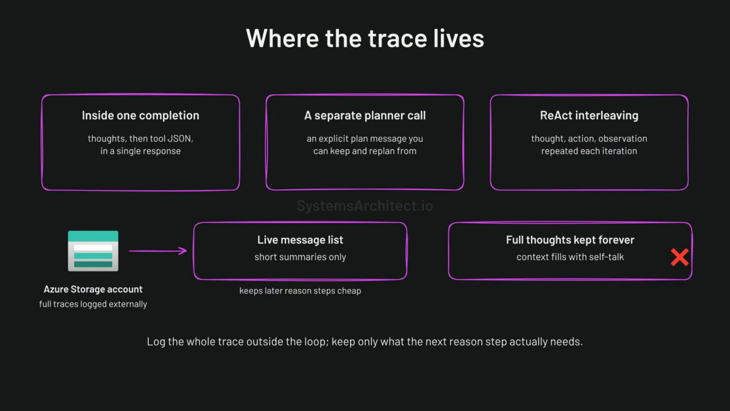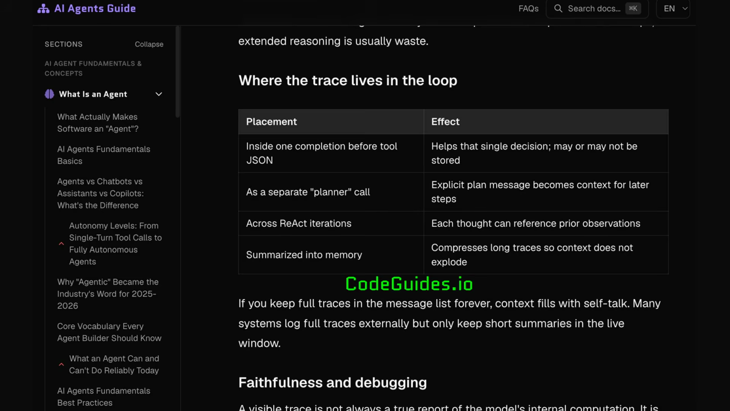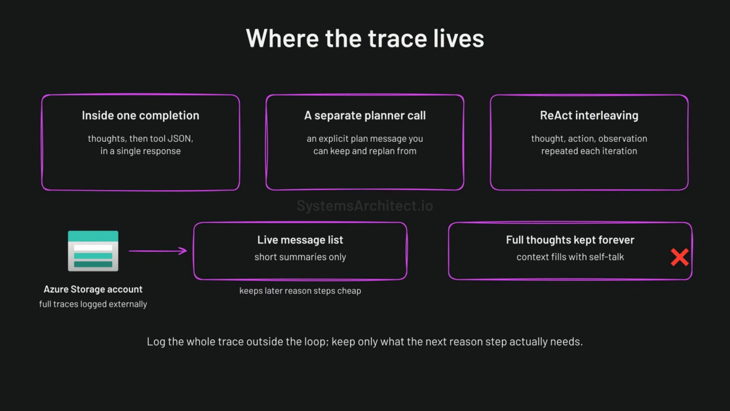A trace can sit inside one completion before tool JSON, as a separate planner call with an explicit plan message, or across ReAct thought action interleaving each iteration. Separate planner calls leave a clear plan artifact for long workflows that may replan later. If full thoughts stay in the message list forever, context fills with self-talk. So log full traces externally and keep only short summaries live.